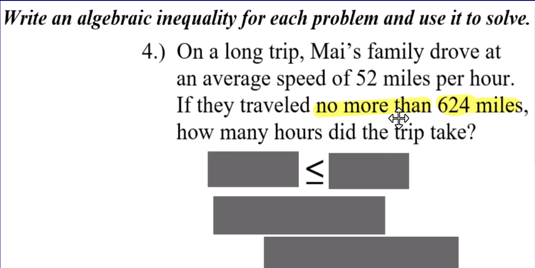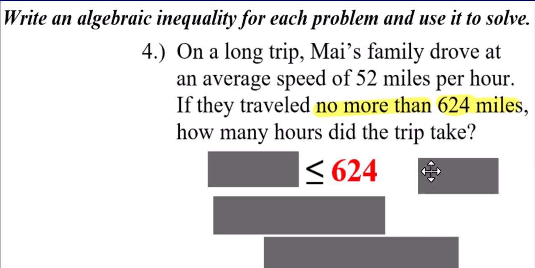Where do I write the 624? Do I write it on the left, or do I write it on the right? Well, since it was to the right of the words no more than, you have to keep it on the right. That part must be written mathematically the same order that we saw those words in that sentence. That's the key to success on this entire packet of guided notes.